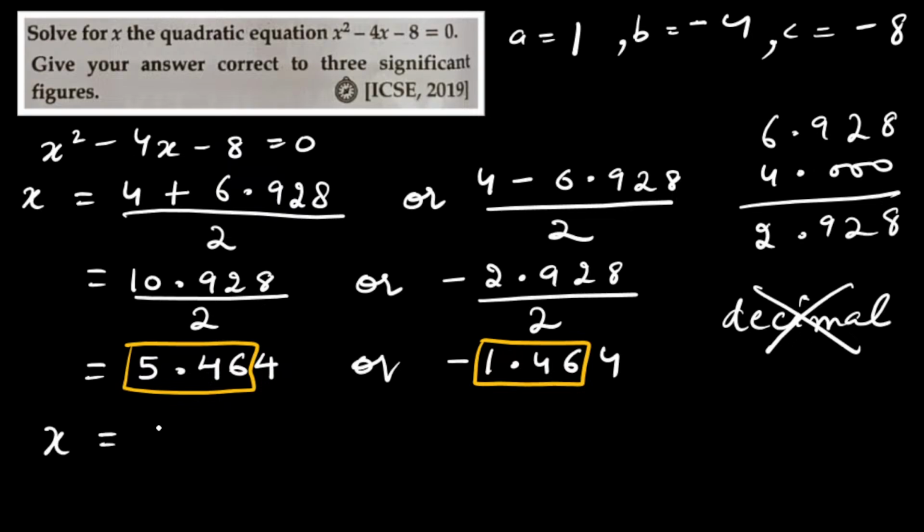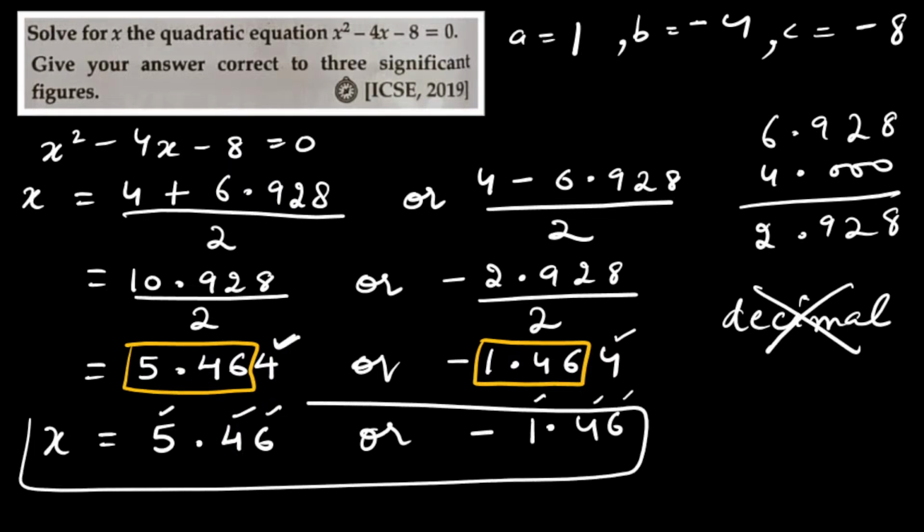So here x is equal to 5.46, because after 6 we have a number which is less than 5, so we don't have to round it off here. And for this one, negative 1.46, because after 6 we have 4, so we don't have to round it off. So up to 3 significant figures means 3 digits should be there. 1, 2, 3, 1, 2, 3. So x is equal to 5.46 or minus 1.46.